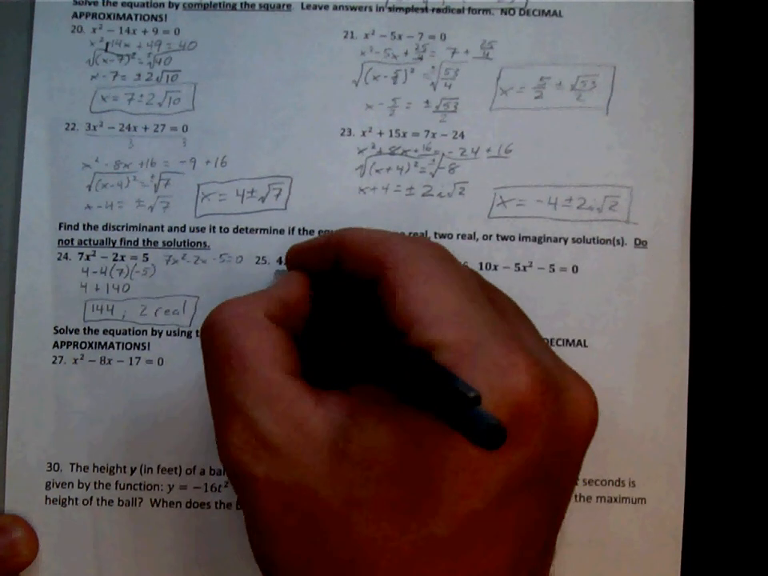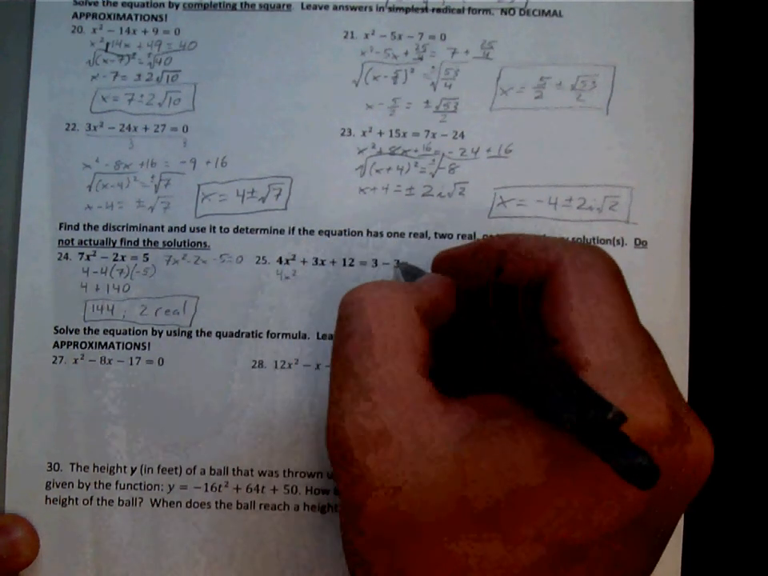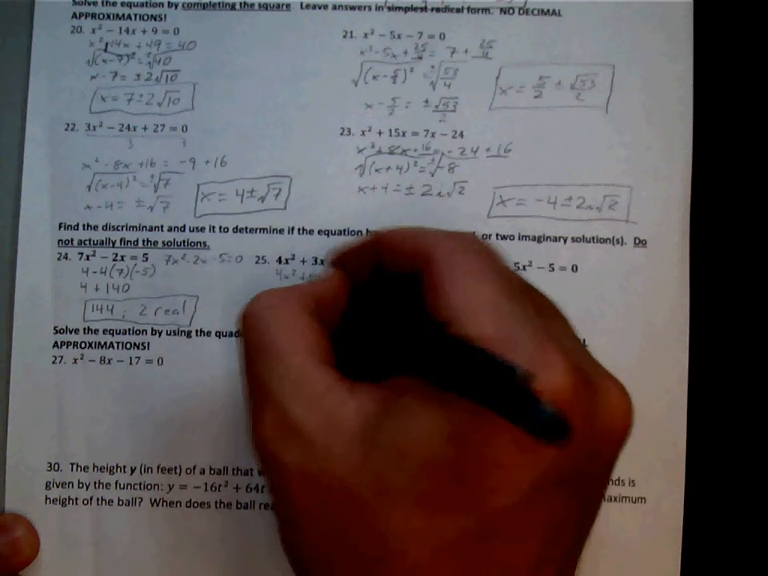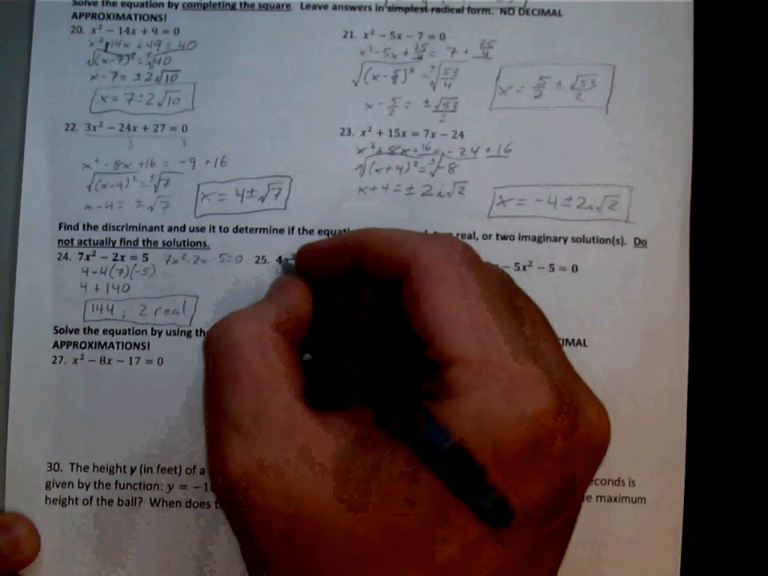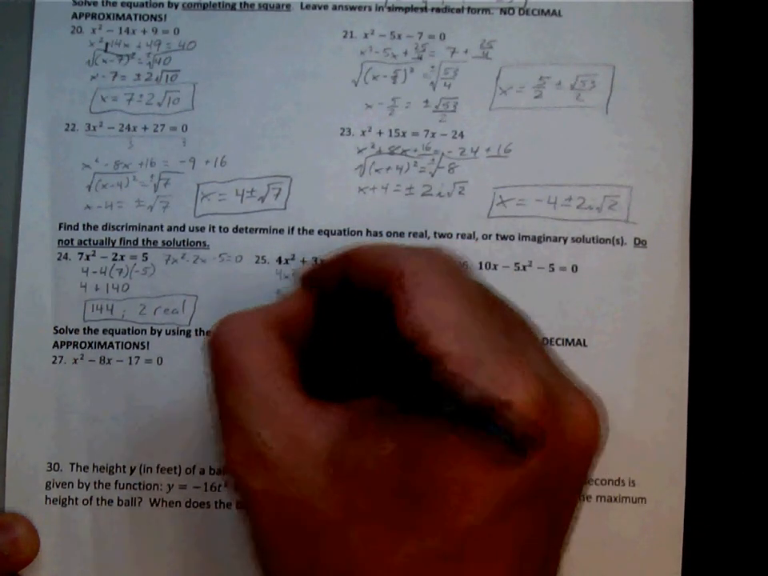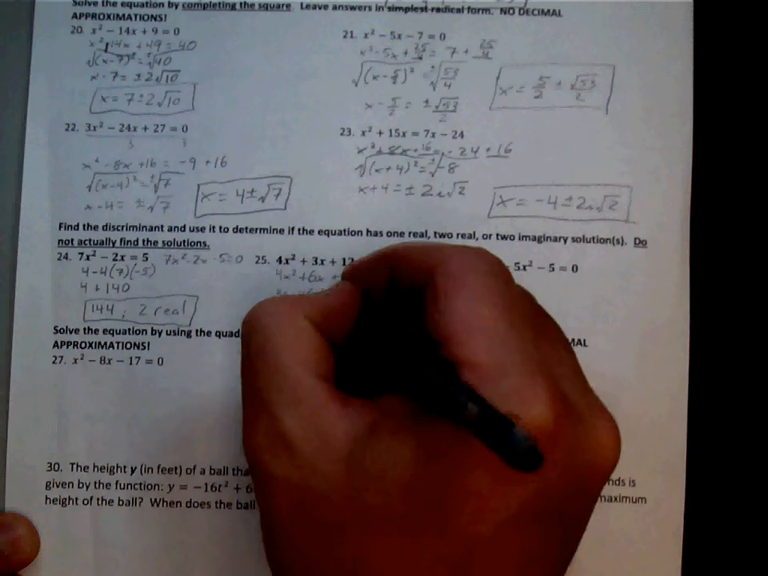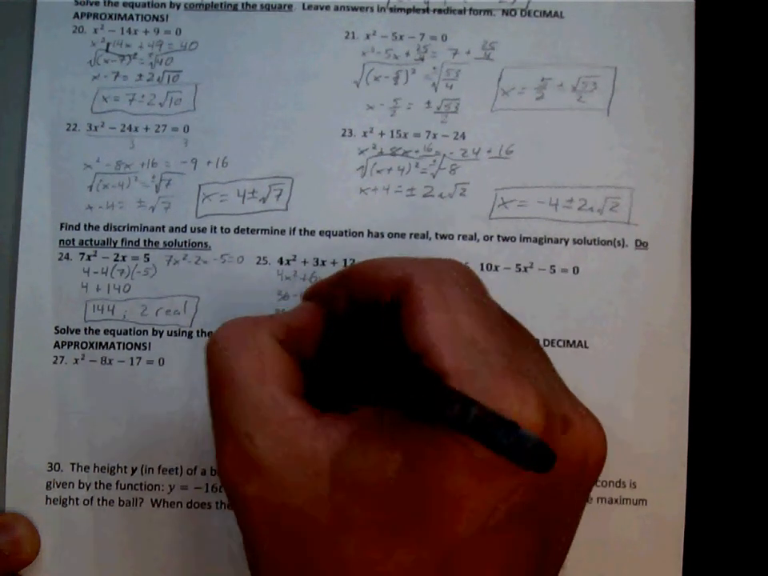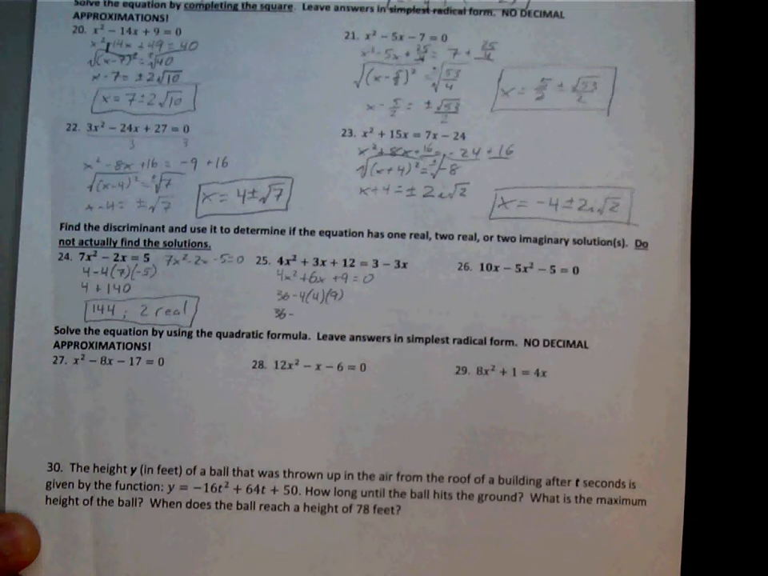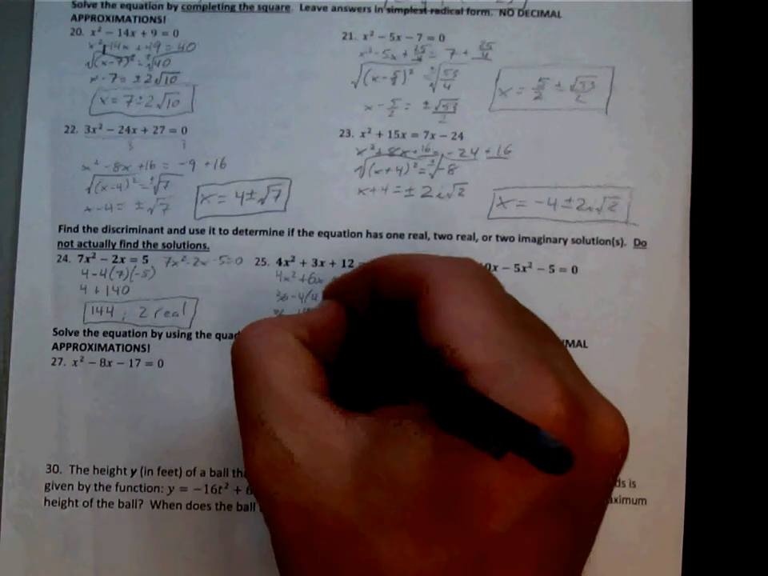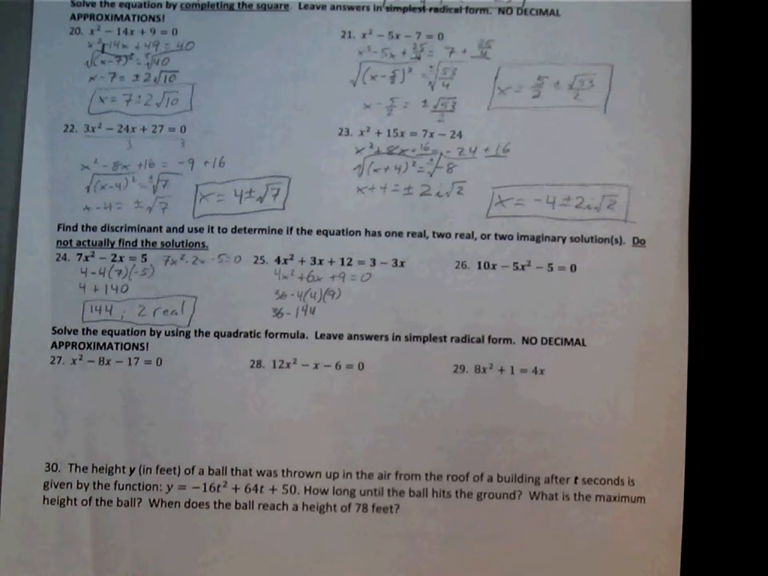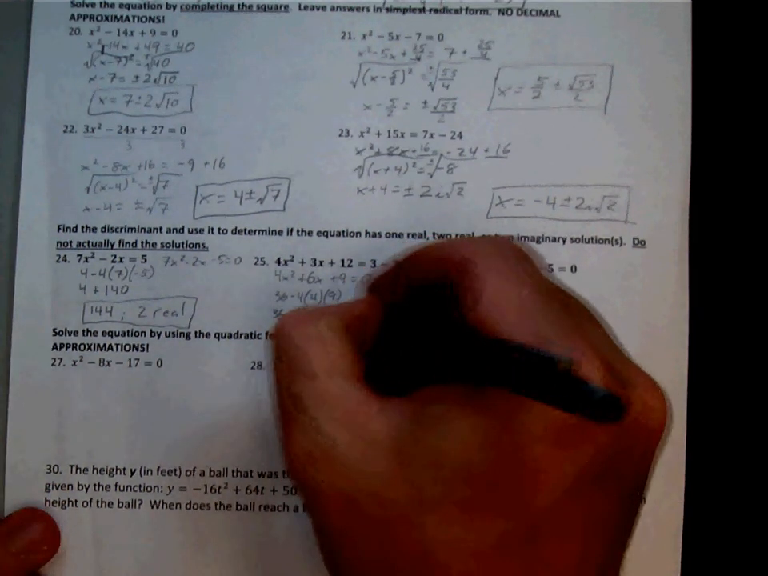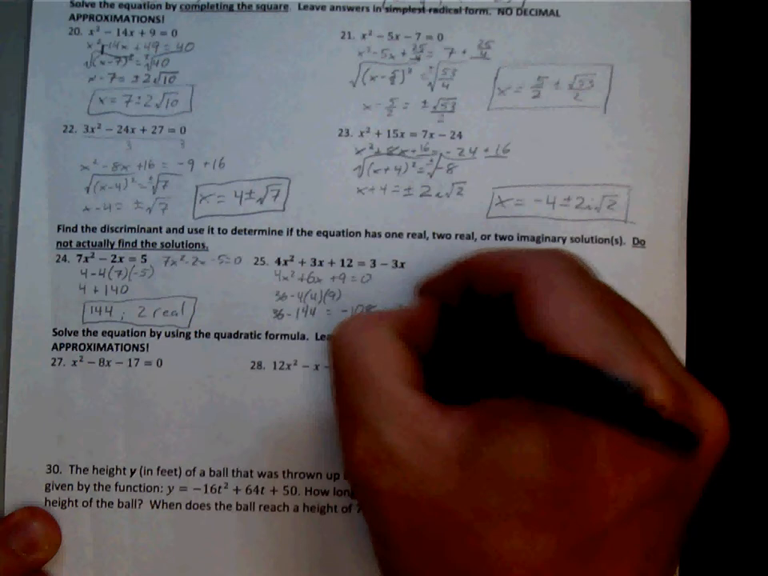Okay, number 25, so I have 4x squared. Add the 3x over, so it becomes 6x. Subtract 3, so it becomes 9. Okay, so b squared, so 6 squared is 36, minus 4 times 9. So 4 times 4 is 16, times 9 is 144. So 36 minus 144 is going to be negative 108. And that makes it 2 imaginary.